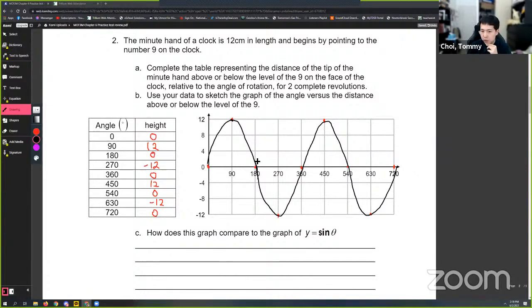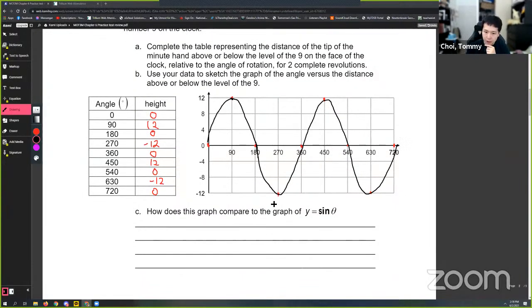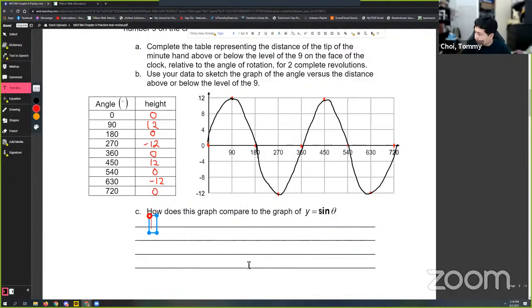So as a result, we want to see a curve because we're talking about a sinusoidal function here. Okay? Now, how does this graph compare to the graph of y equals sine theta? How does it compare? Do we have any transformations here? Anyone know? What are some transformations that you can see here? Anyone have any ideas?